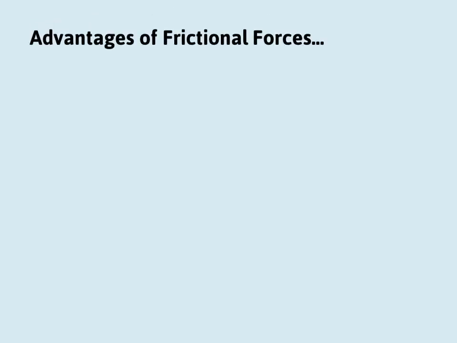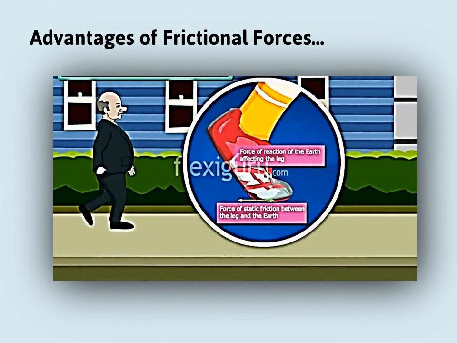So next we come to the advantages of frictional forces. There are many examples. The first one we are taking here is walking on different surfaces, right? And we stay balanced without slipping down. That is due to the force of reaction of the earth on the leg, the force of static friction between the leg and the earth. When you apply a force in one direction to move on, in the opposite direction the road applies a force over your feet. That is the resistive force, and that becomes the frictional force here.